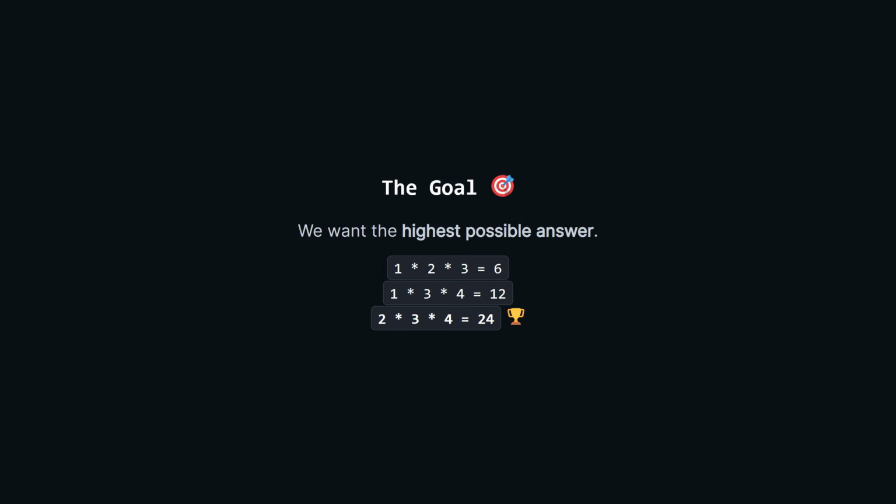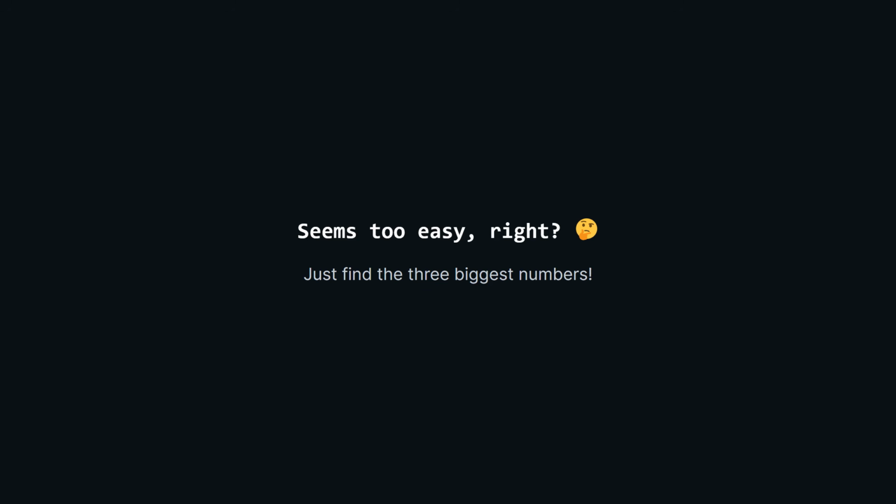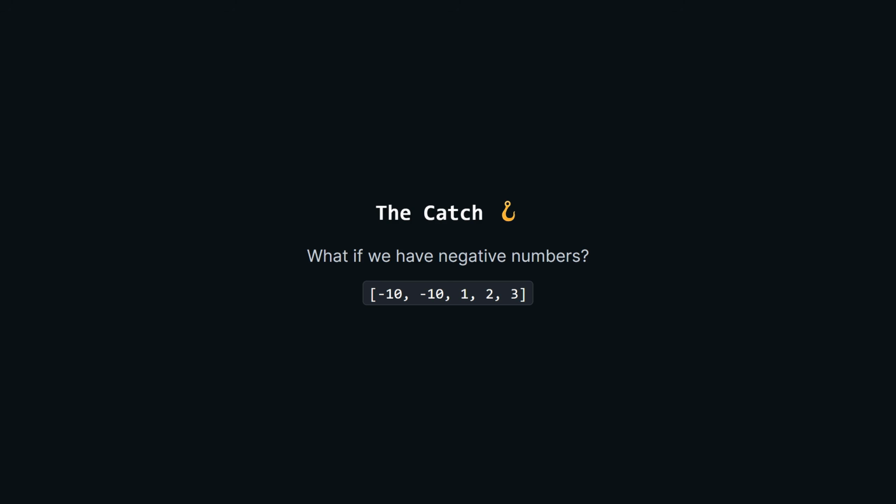In this simple example, taking the three biggest positive numbers gives us 24. So your first thought is probably, well, just find the three biggest numbers in the list and multiply them. Easy, right? Well, there is a catch. The problem states that the numbers can be negative.